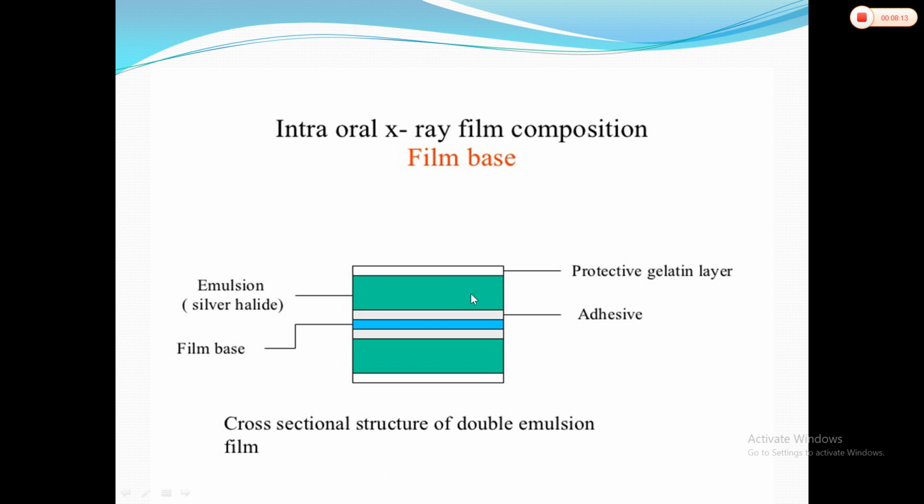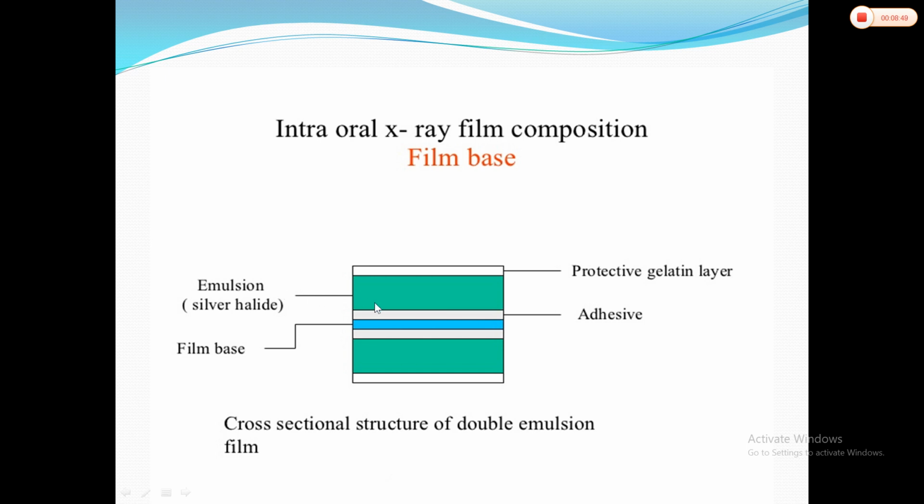Next one is about the composition of the film. It has mainly 2 components, film base and emulsion. This central one, that is the blue colored one, is the film base. The base is a plastic supporting material onto which the emulsion is coated by using an adhesive, and this emulsion is protected by a gelatin layer. The film should have sufficient flexibility to allow easy handling of the film.